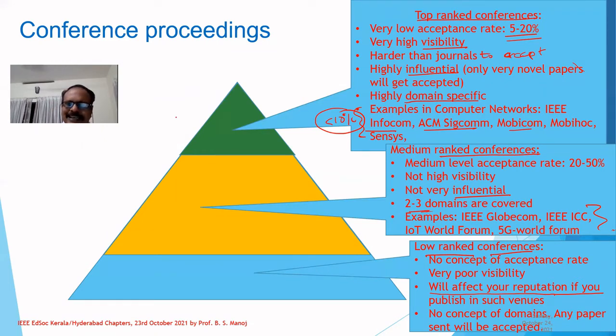The exact list of conferences that fall into these three categories will depend on the domain. Only your guide can help in deciding what falls in which category. Your guide should be able to decide where exactly a particular conference stands from his own publication experience.